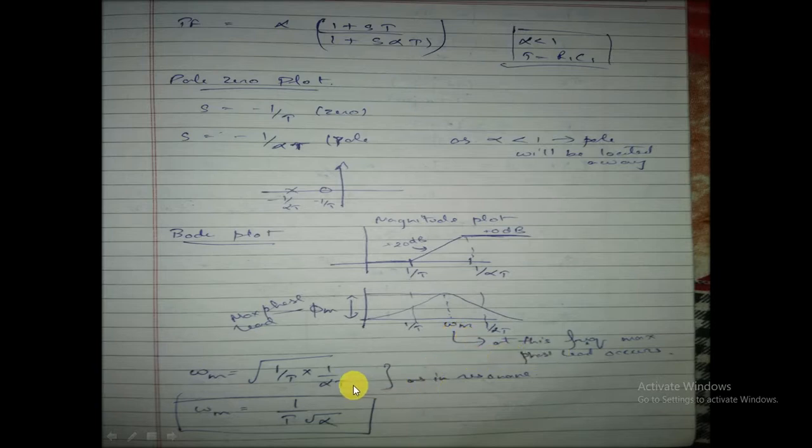Maximum phase lead occurs at omega m. We calculate omega m by multiplying the pole and zero frequencies and taking the square root of them, and we get the value at which the maximum phase will occur, that is 1 by T under root of alpha. It is like resonance, where omega 1 and omega 2 also have the square root taken. You can remember that.